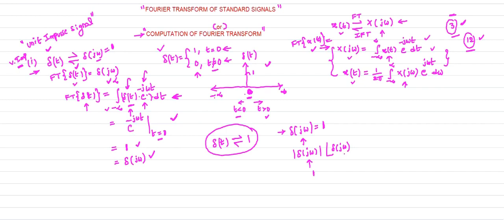So what is the phase? Phase is nothing but what? So what is the phase of the function? It is tan inverse of the imaginary part, which is 0, over the real part, which is 1. So tan inverse of 0 is nothing but 0. So the phase is 0 for all values of omega.